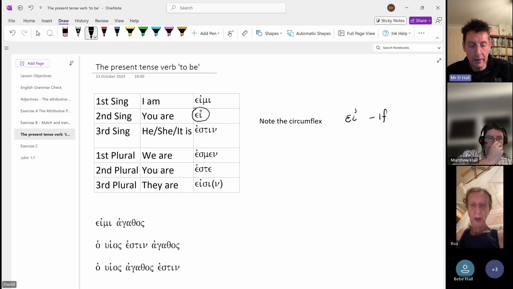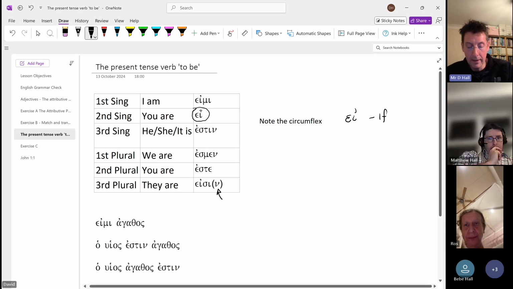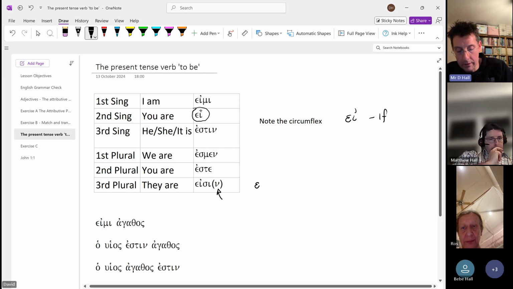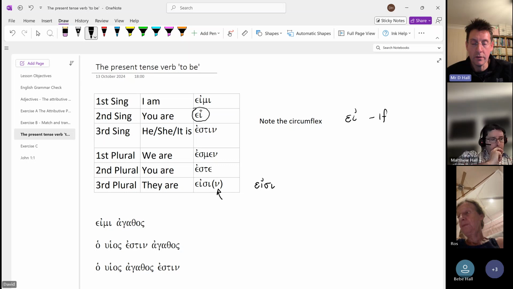The one we'll use most probably now is just estin. So estin is the third person singular of the verb to be. So he is, she is, it is. So it's the same for all different genders for the nouns that you use. And then you've got esmen, este, and eisin, and the nu in brackets here just means that it's not always written. So sometimes you will find it will just be missing the nu at the end. Okay, it means the same. It's just to do with pronunciation.